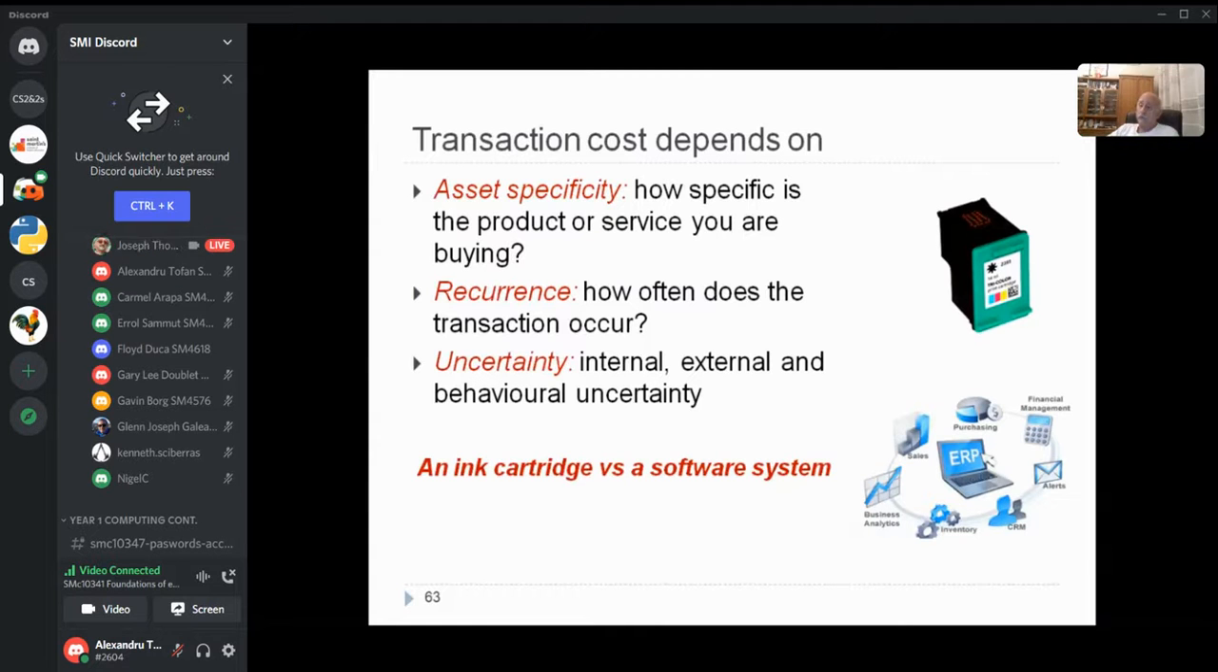Externally, how good is the supplier? Can we rely on the supplier? How reliable is the supplier? What happens if the supplier goes bust while we are implementing the ERP? All right, so those three attributes will have an impact on the transaction cost.